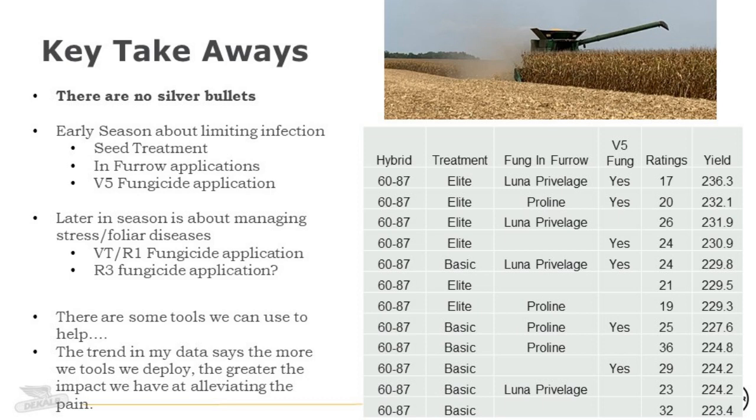The VT fungicide application does not have any efficacy against Fusarium crown rot. What it's doing is helping alleviate stress and managing foliar disease so that late season stresses do not help magnify or make the crown rot more severe.